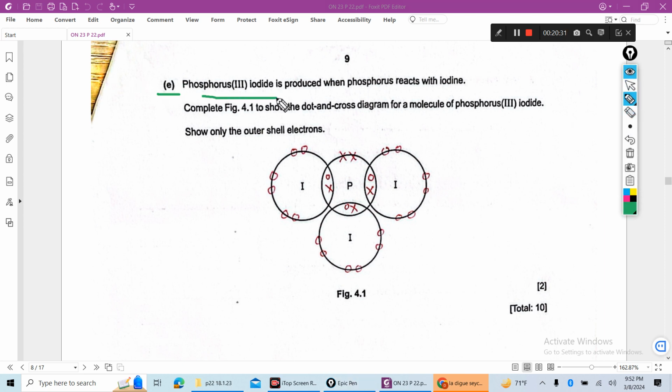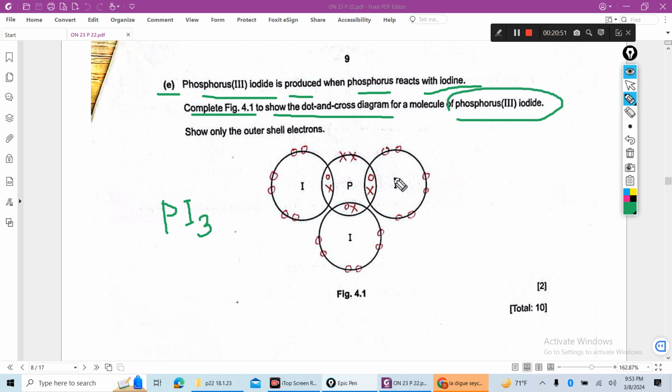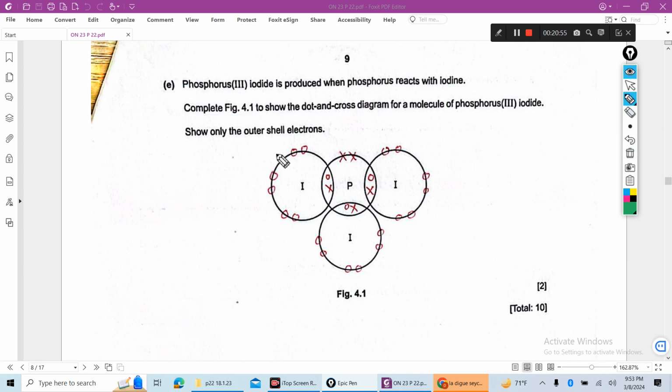Phosphorus triiodide, PI3, is produced when phosphorus reacts with iodine. To show the dot and cross diagram for a molecule of phosphorus triiodide, phosphorus and 3 iodine. Now phosphorus is a group 5 element, so it has 5 electrons in its outer shell.